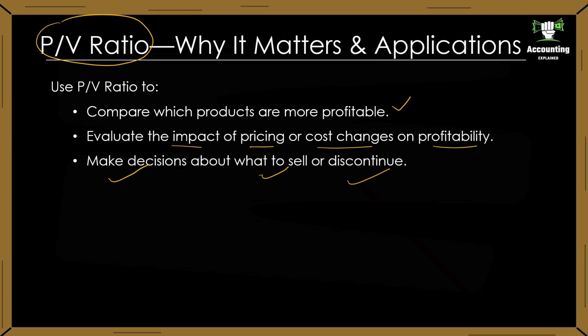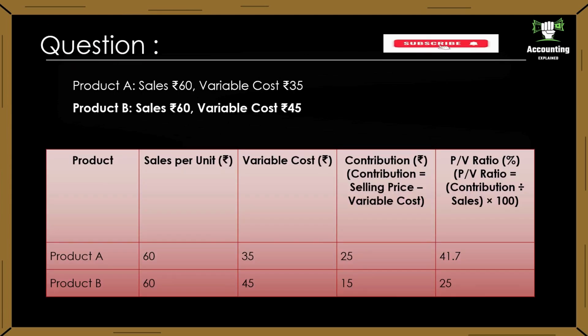We are going to solve a question for finding out the PV ratio and find out among two products which is more profitable. Here they have given two products, product A and product B, and they have given per unit price for sales and variable cost. So selling price per unit is 60, variable cost per unit is 35. Similarly, product B, 60 rupees per unit is sales and variable cost is 45 rupees per unit.